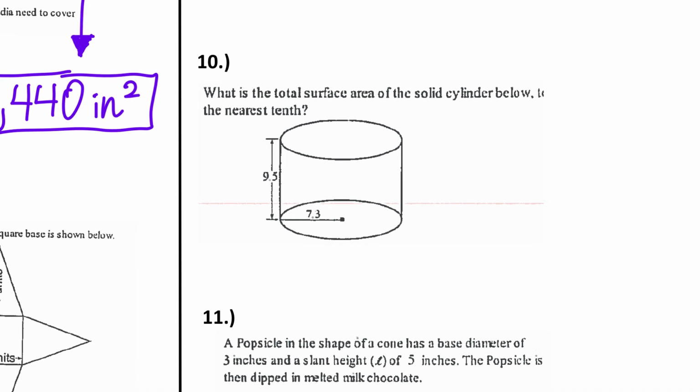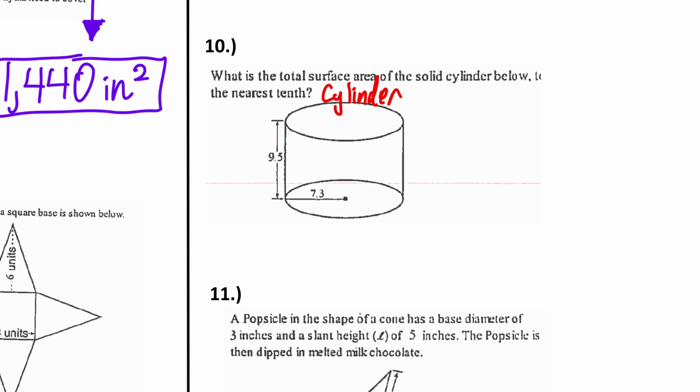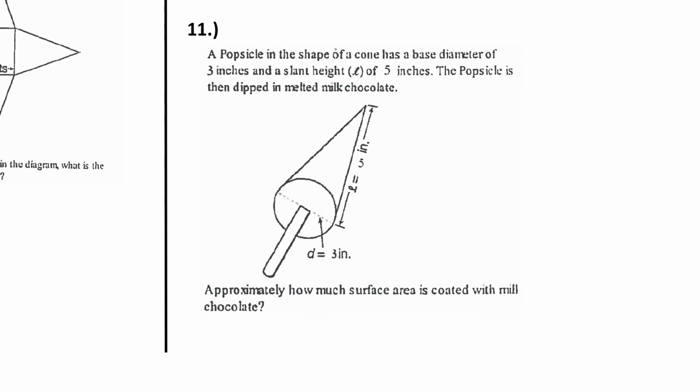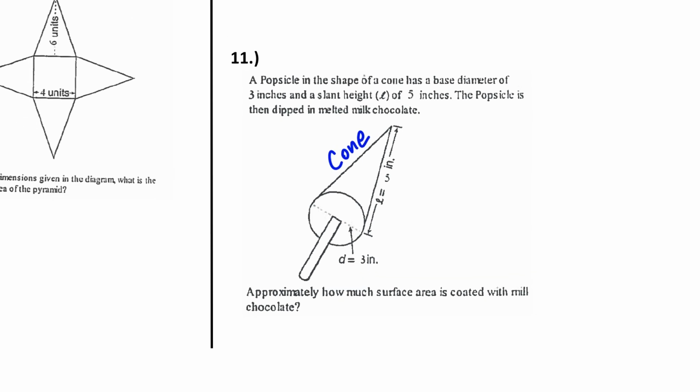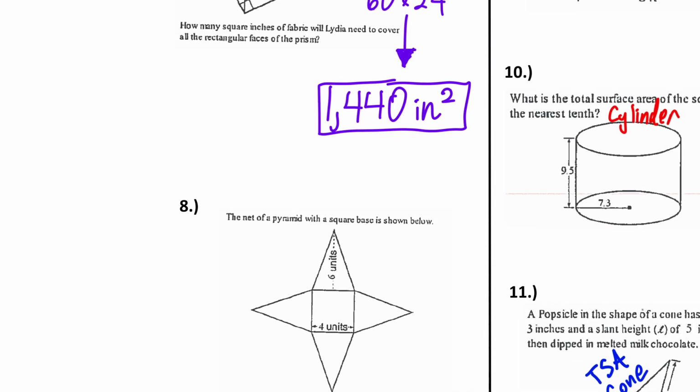Okay, number 10, what shape is this thing? This cylinder. You're finding the total surface area of that cylinder. Number 11, what shape is this thing? This is a cone. So you'll be finding the total surface area of that thing. Next page. We did number 7.